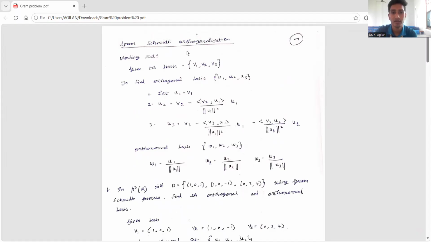Today I am going to present a topic, Gram-Schmidt orthogonalization. This topic is under engineering mathematics. So now we are moving to the working rule and formulas for the Gram-Schmidt orthogonalization.